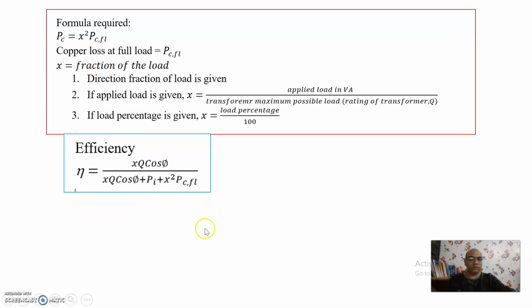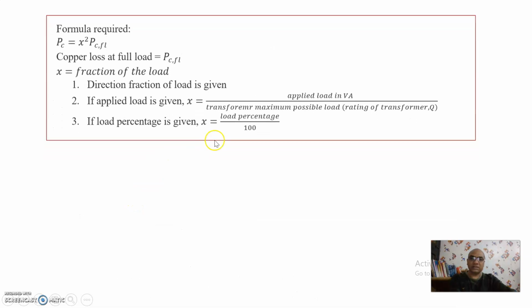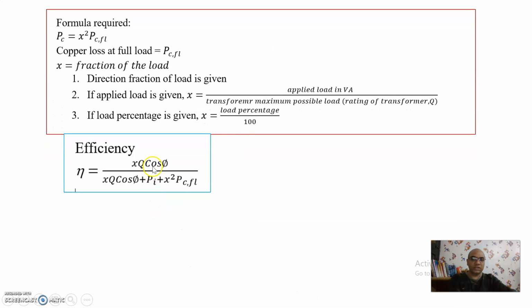Next is the formula for the efficiency. You see here, the efficiency formula is given by this expression: x Q cos phi divided by x Q cos phi plus Pi plus x square PCFL. Here I have told you how we can find the value of x. Q, as you know, is the rating of the transformer in VA.